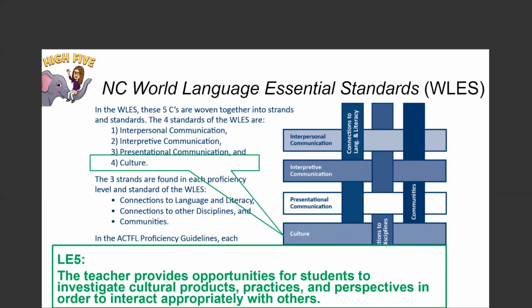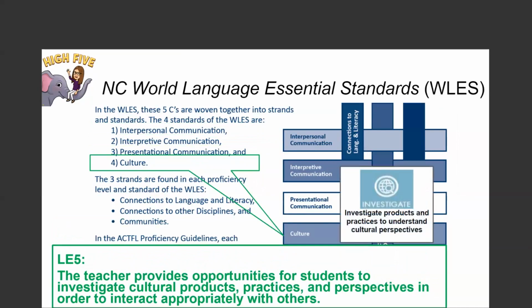Finally, for our standards, we have LE5, of course, which looks at culture and our practices, products, and perspectives focused on that. That is our fourth essential standard, and so you see that here. And culture actually has two different icons in the successful, actual, can-do statements. It has investigate, where students are really investigating or researching products and practices to understand those cultural perspectives and what those tell them about the culture they're learning about, and also how they compare to their own culture.